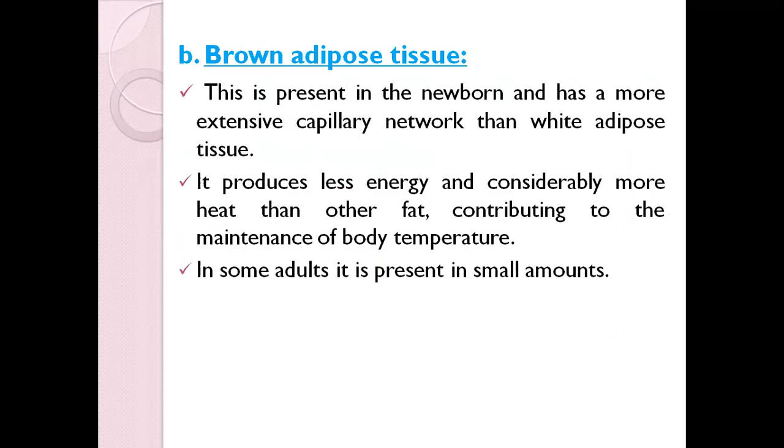And if you say your brown, it is mostly found in the newborn baby. This brown produces less energy, but it produces more heat. And in some adults also we can see some amount of this brown adipose tissue. So this is about the loose connective tissue and the adipose tissue.